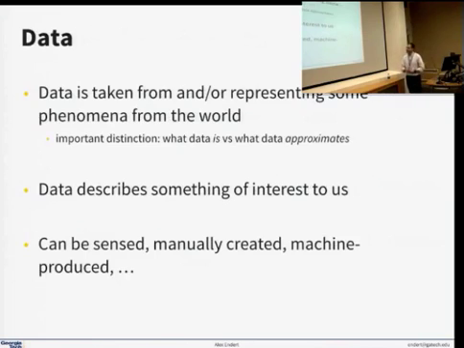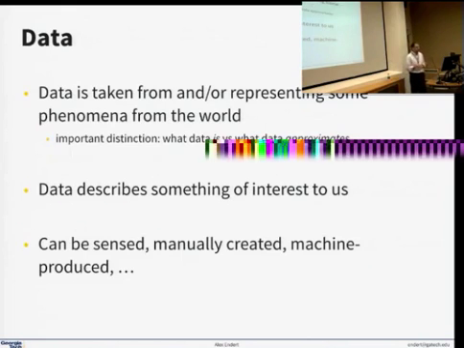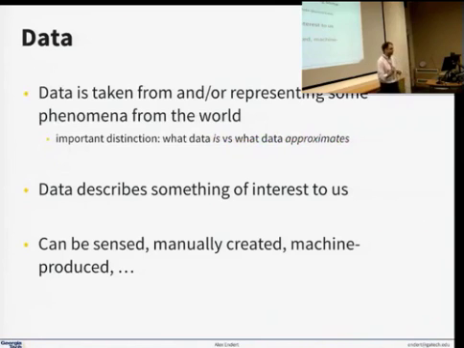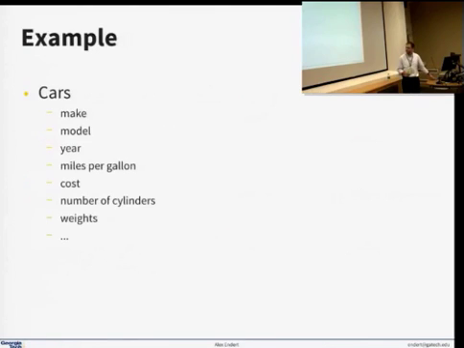We've talked about this, right? Data is taken from something that happens in the world. It's often sensed or collected or created. I think it's important to note the difference between what data is versus what data approximates, right? Oftentimes, we like to think that the phenomena is what the data tells us as opposed to what the data approximates. Right, created, sensed, produced, all those things, right?